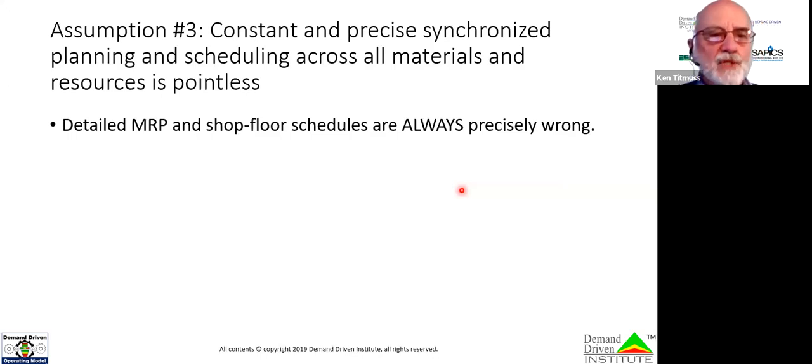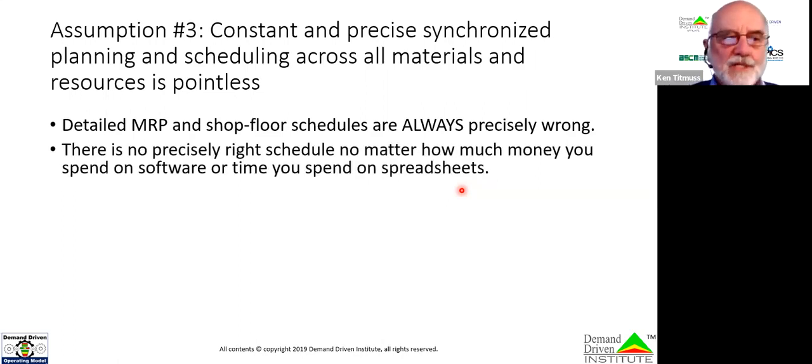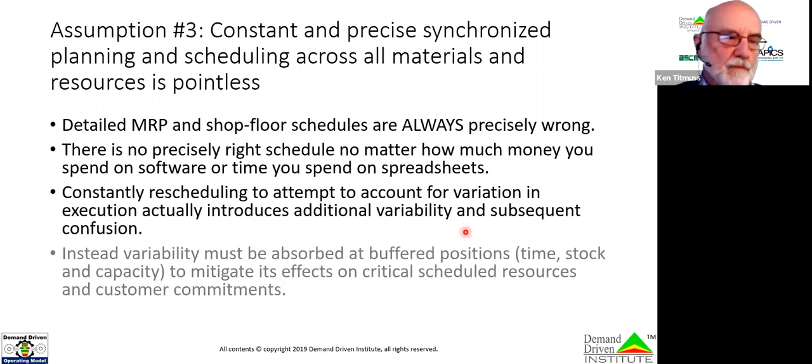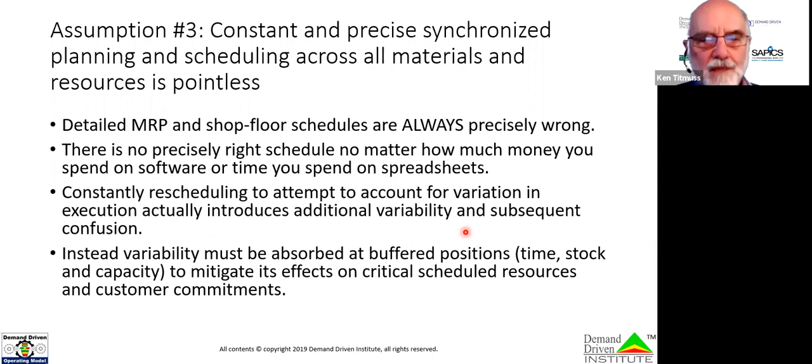Constant and precise synchronized planning and scheduling across all materials and resources is pointless. Detailed MRP and shop floor schedules are always precisely wrong. There is no precisely right schedule, no matter how much money you spend on software, or time you spend on your spreadsheets. Things are going to go wrong and you're going to have to reschedule again. Constantly rescheduling to attempt to account for this variation in execution actually introduces additional variability and subsequent confusion. So instead, variability must be absorbed at buffered positions. We do this by putting in time or stock or capacity buffers to mitigate its effect on critical scheduled resources and customer commitment.